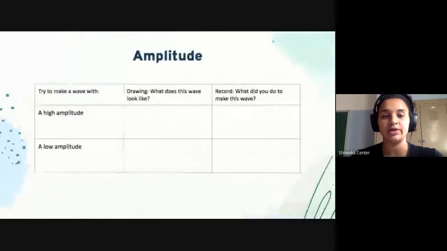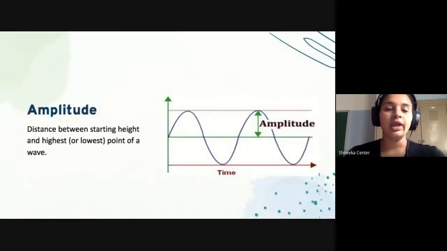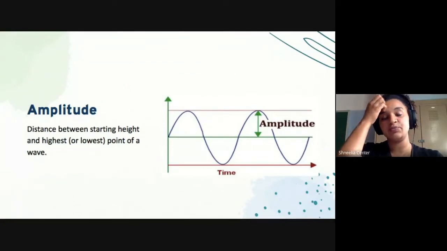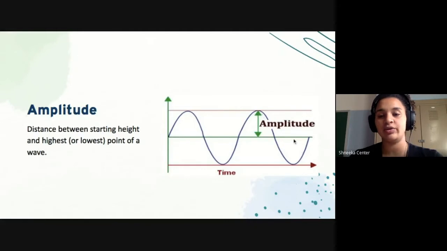of these vocabulary words. So amplitude is the distance between the starting height and the highest or lowest point of a wave. So the starting point is the green line, and the height is the tallest, and the lowest point is the bottom. So you're measuring the distance between the starting point and the highest or the lowest point of the wave.